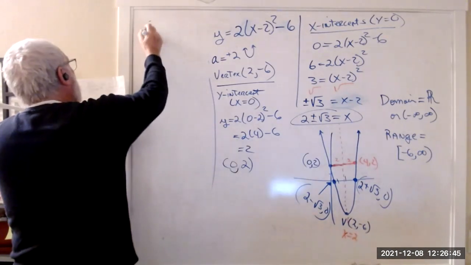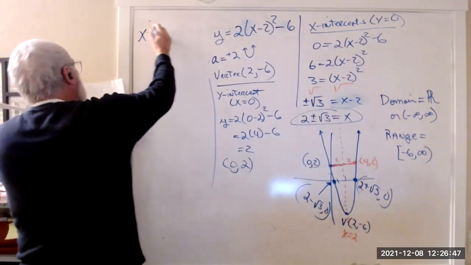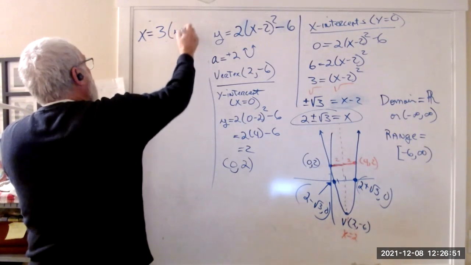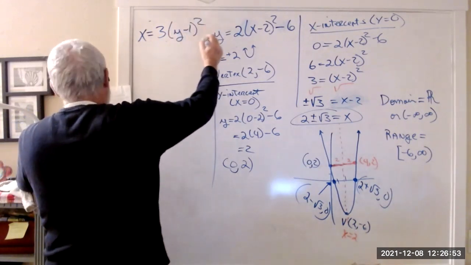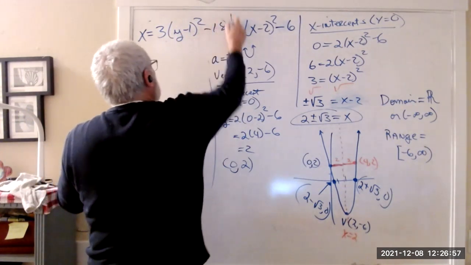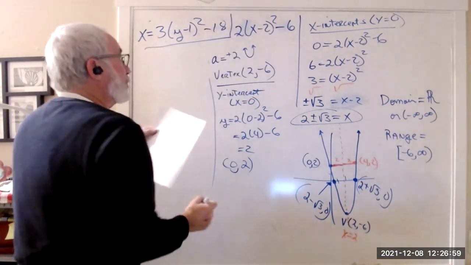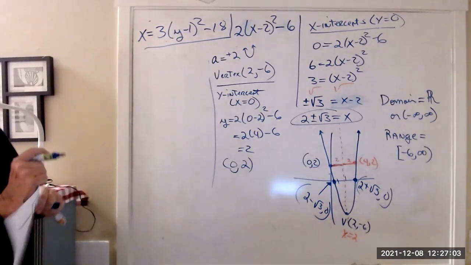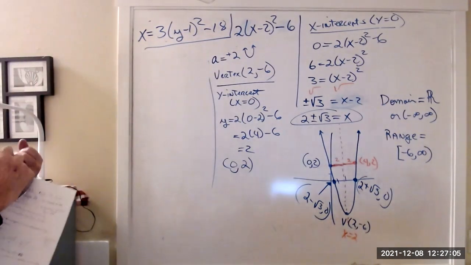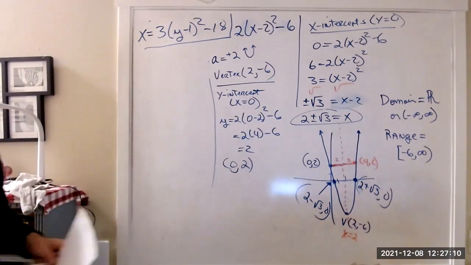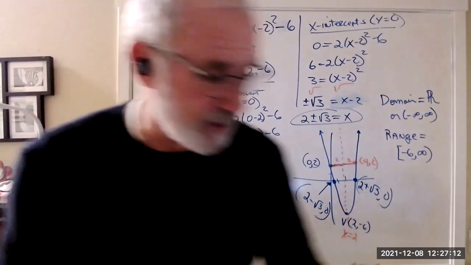New equation, x equals 3 parentheses y minus 1 squared minus 18. I'm going to erase the rest of the board in a minute, but that's the parabola I want you to graph and label all that junk that I just said. So again, about 5 minutes to give you that.